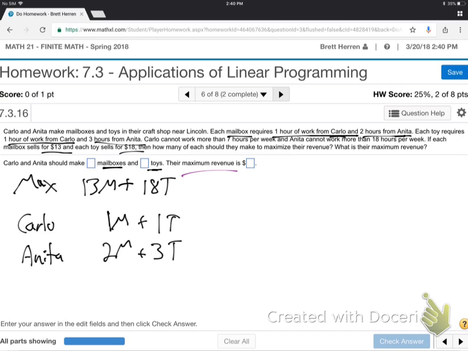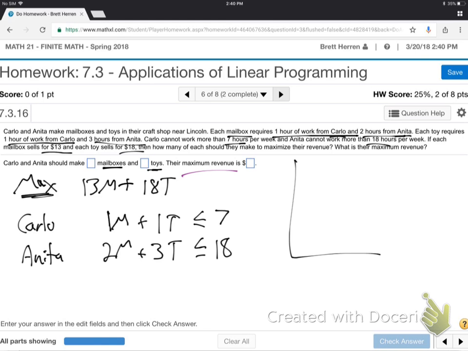Add them up. Now, the total. Max means big, so the opposite is less. Remember, it's always less. Max is big, so these are both less. And then Carlo is 7, Anita is 18. There we go. The rest is the same.